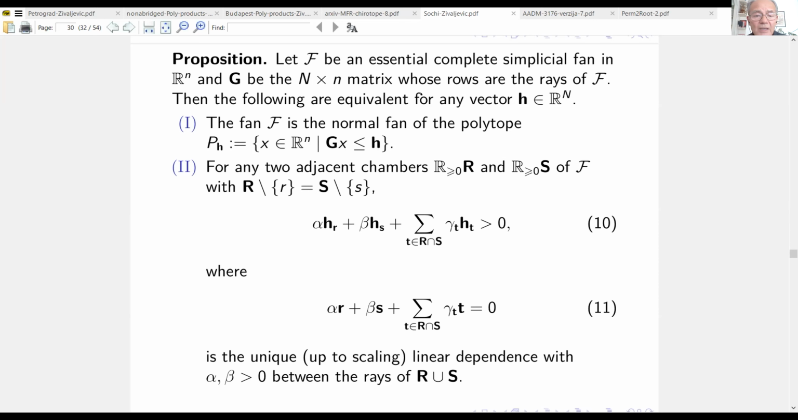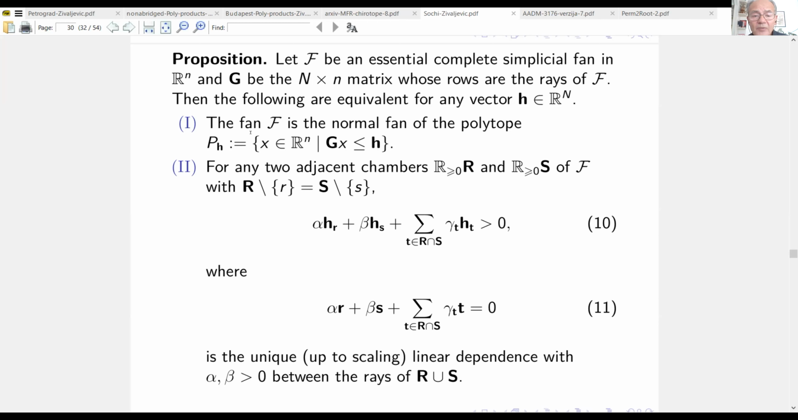And then you are also given a matrix G, and you ask, is this fan a normal fan of this polytope? So the matrix and H are given in advance, and the answer is yes if and only if the following condition is satisfied. I will not, of course, try to discuss this condition very much, but I will just say what is the meaning of this condition.